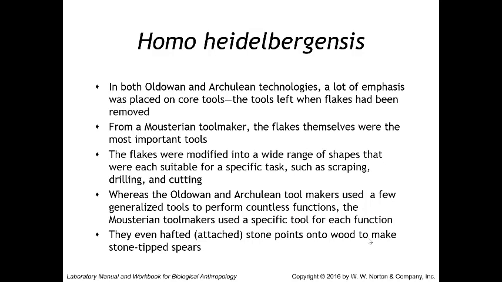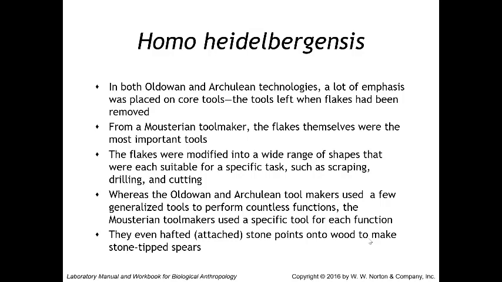In both our Oldowan and Acheulean technologies, a lot of emphasis was placed on the core tool, which is the tool that was left behind when the flakes were removed. For a Mousterian tool maker, it wasn't the core tool that was most important, it was the flakes themselves. The flakes were modified into a wide range of shapes that could then be used for specific tasks, anything from scraping to drilling and cutting.